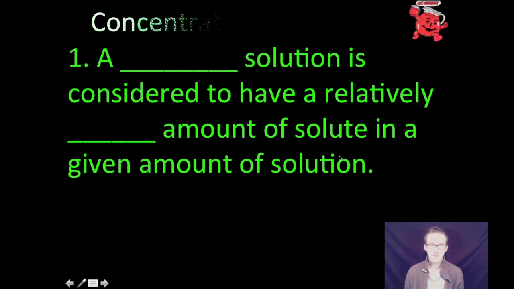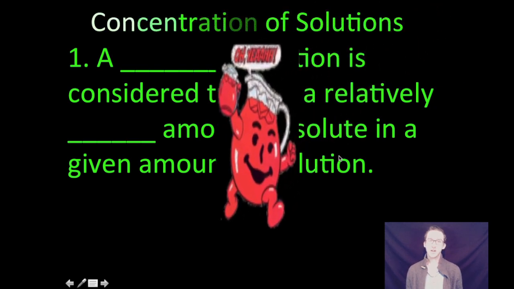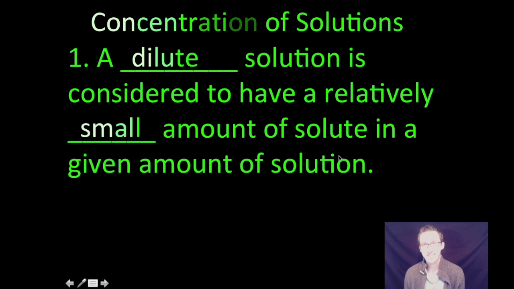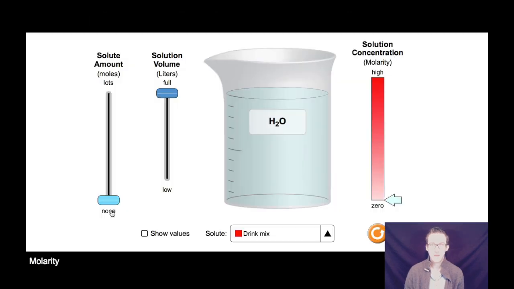Okay, so let's tackle a couple of vocabulary words that you're gonna hear quite a bit. First, we talk about dilute solutions as those solutions that have a relatively small amount of solute in a given amount of solution. So if I come back to my drink mix water solution, if I have relatively small amounts of solute in my solution, I would say that that is dilute.